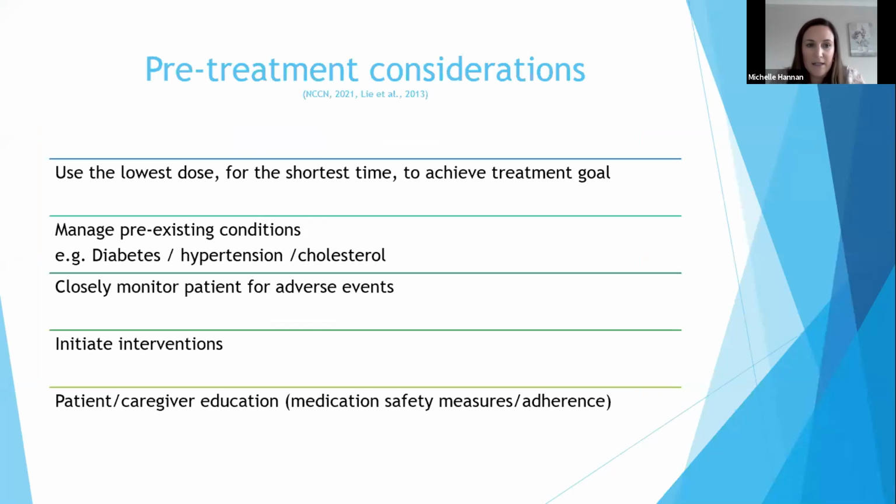And we need to look at and manage pre-existing conditions, for example, diabetes, hypertension, and high cholesterol. Closely monitor the patient for adverse events, and should they occur, initiate interventions. Patient and caregiver education is also very important in terms of medication safety and adherence.